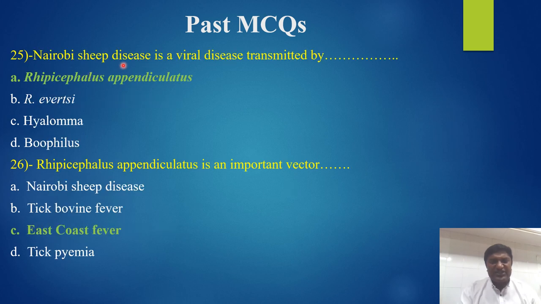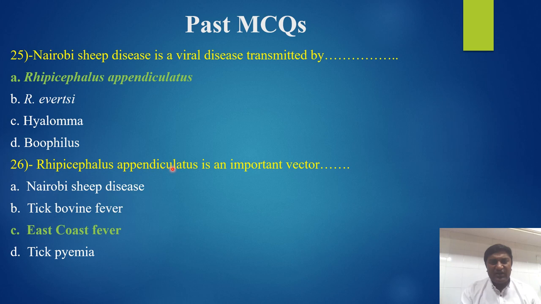Nairobi sheep disease is a viral disease transmitted by dash. Rhipicephalus appendiculatus, Rhipicephalus evertsi, Hyalomma, Boophilus. So the Rhipicephalus appendiculatus is the best answer.